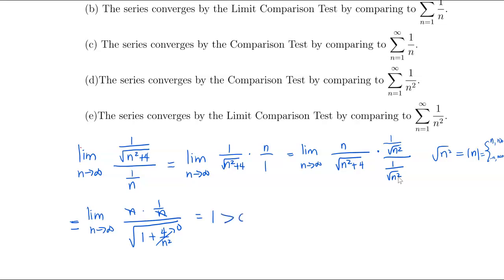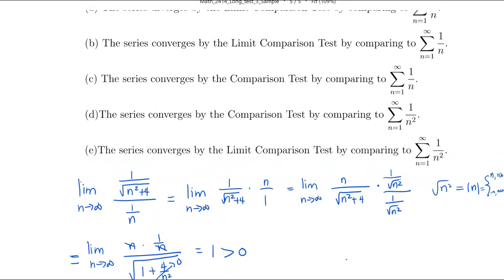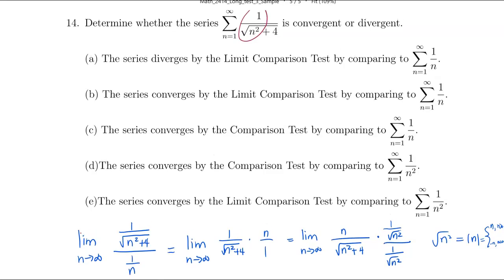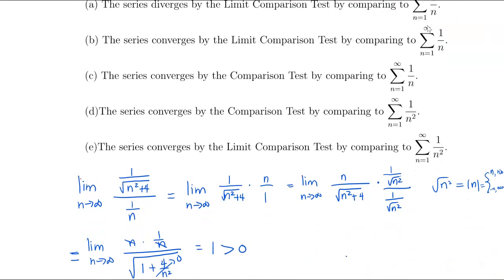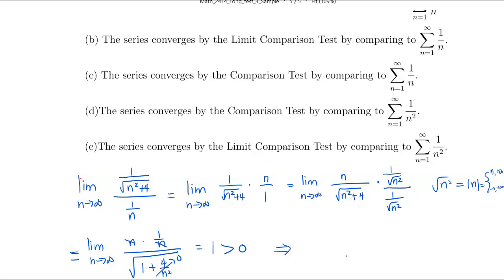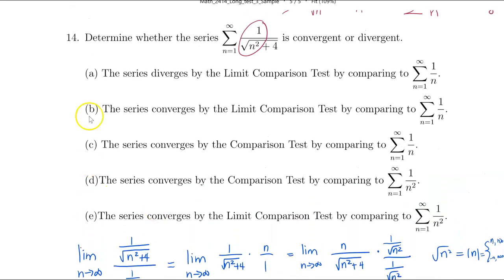And 1 is greater than 0. So by the limit comparison test, the convergence or divergence follows along the series that you use to compare it to. So since we compared it to a divergent series, then that means that the series is also divergent. Okay, so now let's look at the statements here. The series diverges by the limit comparison test, and you compare it to this. Yes, that's the answer.